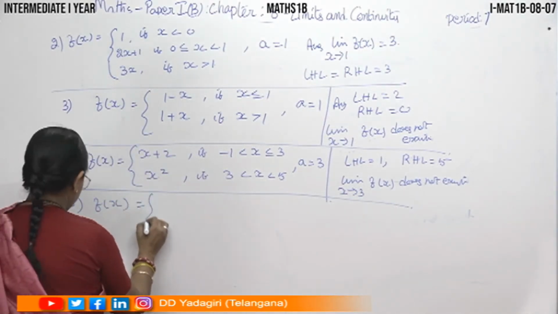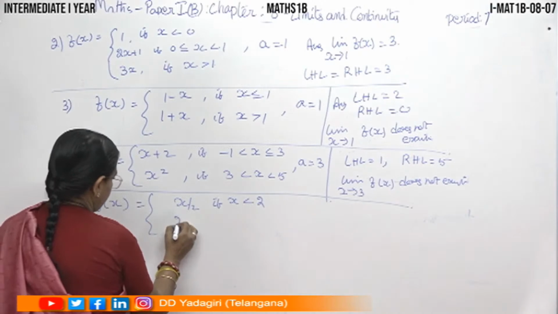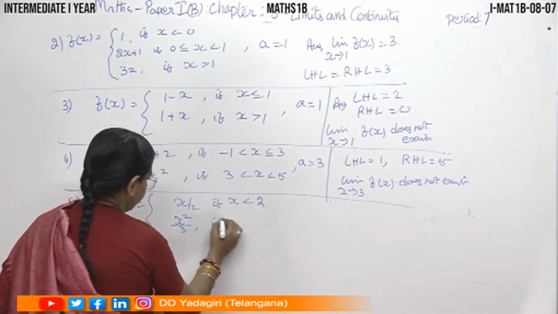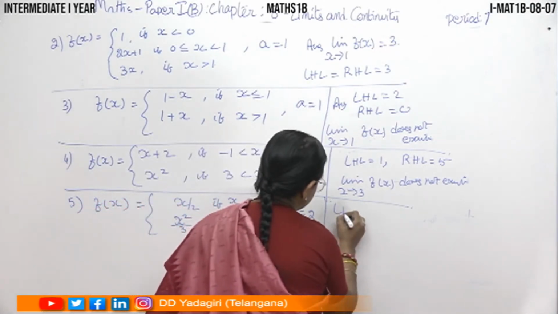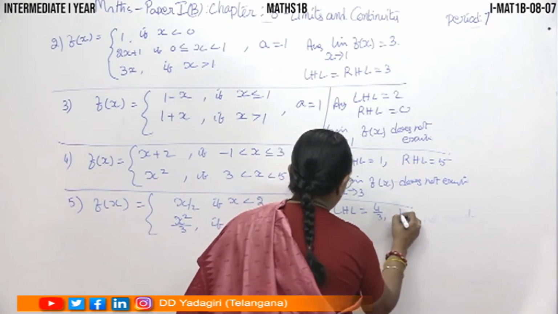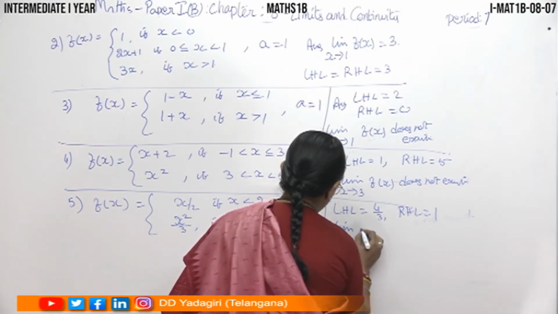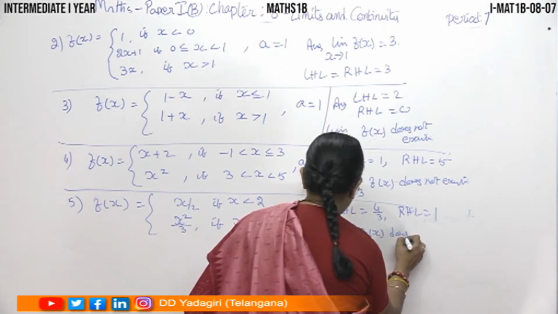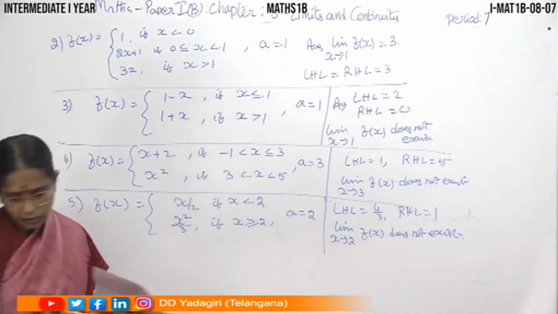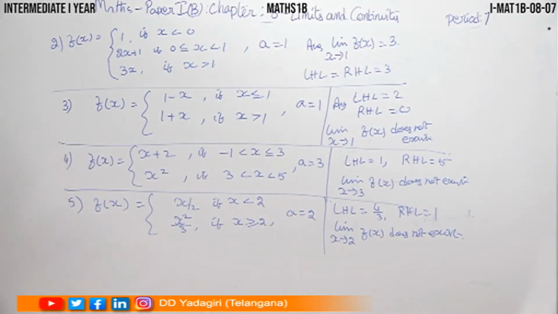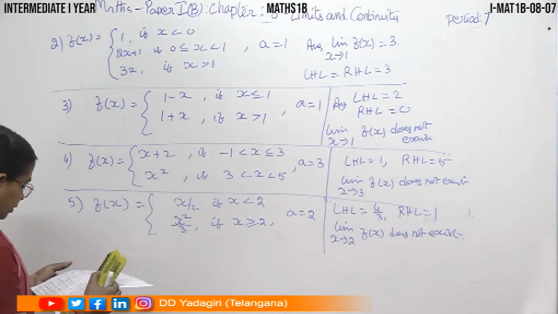So f of x is equal to x by 2 if x is less than 2, and x square by 3 if x is greater than or equal to 2, a is equal to 2, and here the answer is left hand limit is 4 by 3, right hand limit is 1, and again the limit as x tends to 2 of f of x does not exist. You can try these problems. They are almost the same as the problem which I solved. Same, take the definition. Okay, now we'll do the most important problems.